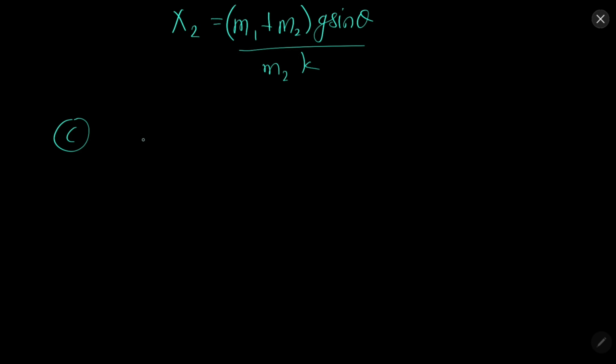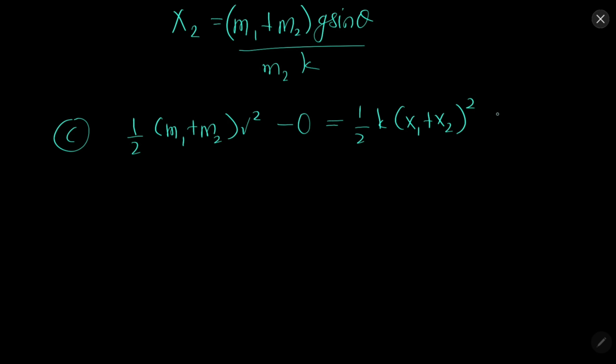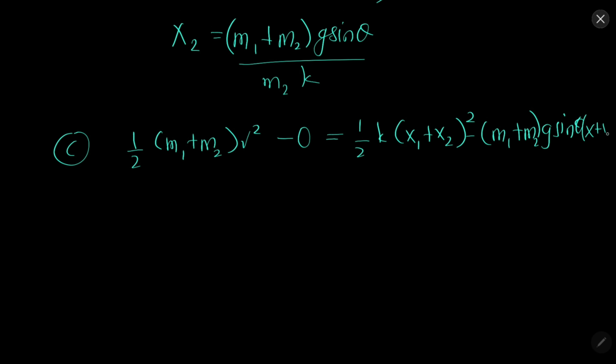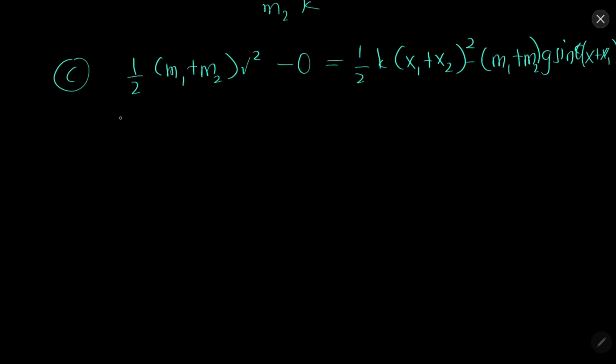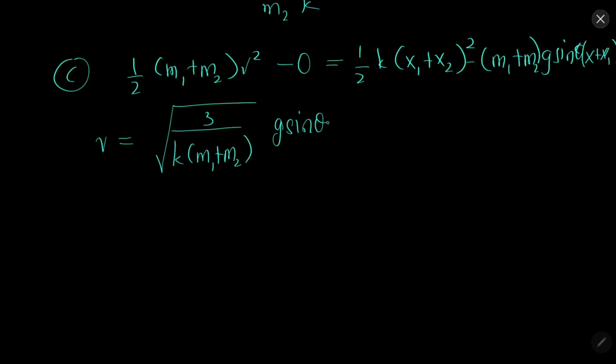C part. Now let the common speed obtained be v. So half m1 plus m2 v square, this is the kinetic energy, minus 0 equal to half k x1 plus x2 whole square minus m1 plus m2 g sin theta into x1 plus x2, the total compression. So we will get, after simplification, v to be 3 over k m1 plus m2 into g sin theta.